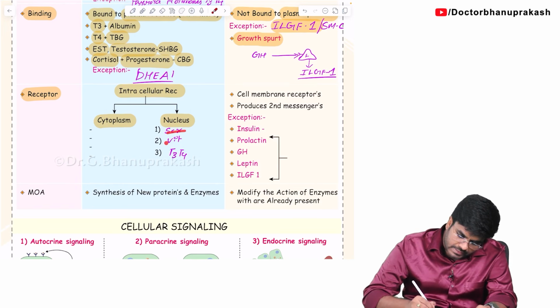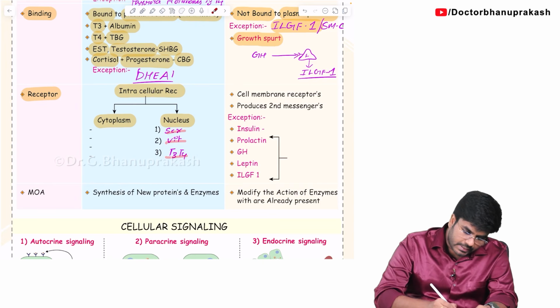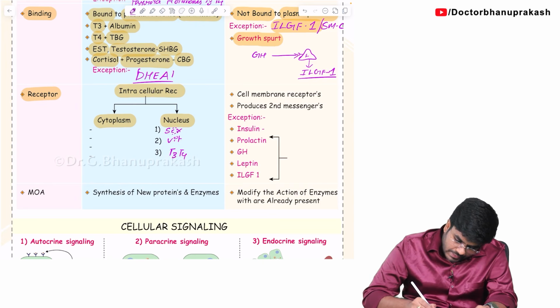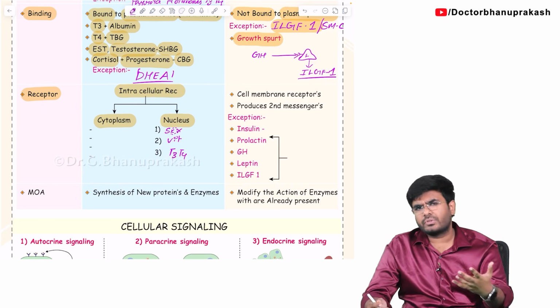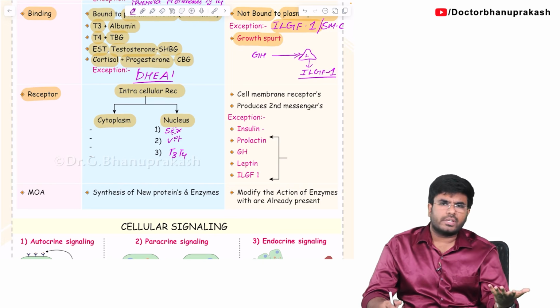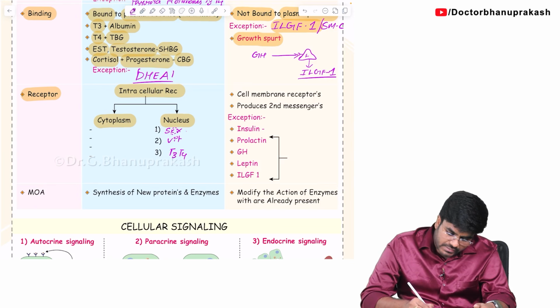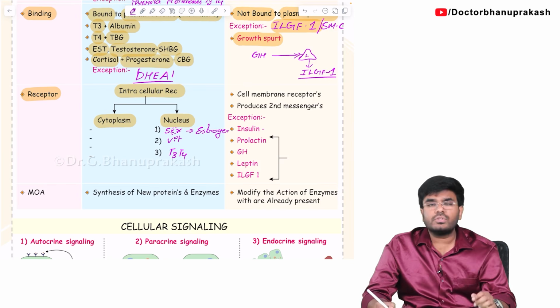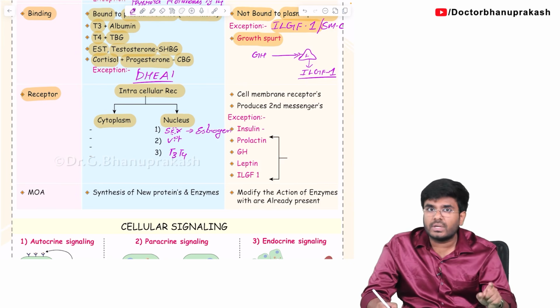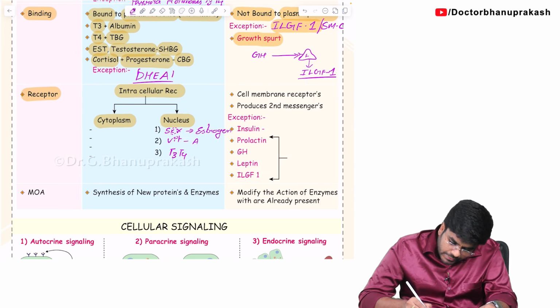So what exactly is this mnemonic SEX with the T3, T4, sir? In SEX, what is the letter present here? E. What are the sex hormones? You tell me, what are the examples of sex hormones? Estrogen, progesterone, testosterone. Okay, these are right. So in SEX, which letter is there? E is there. So E stands for estrogen. So this estrogen, it's having the receptor where? In the nucleus, intranuclear.